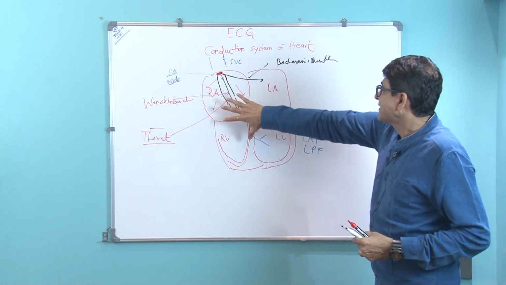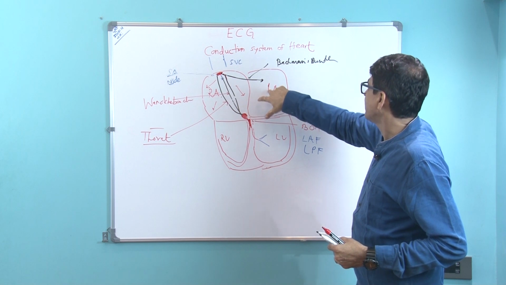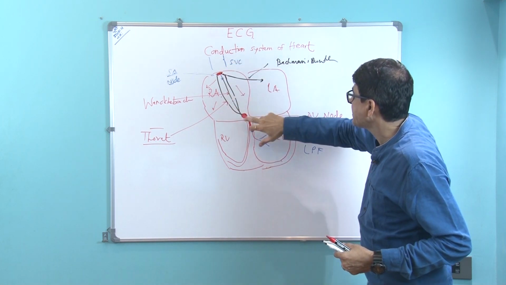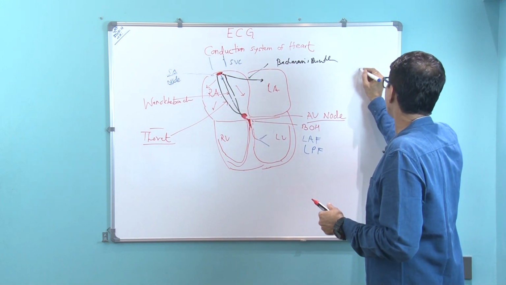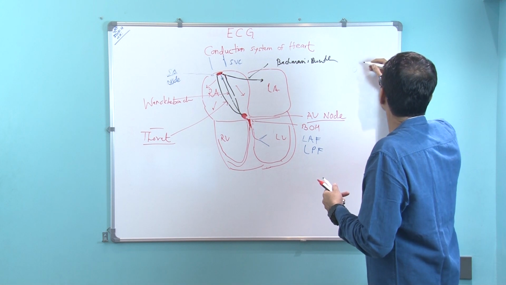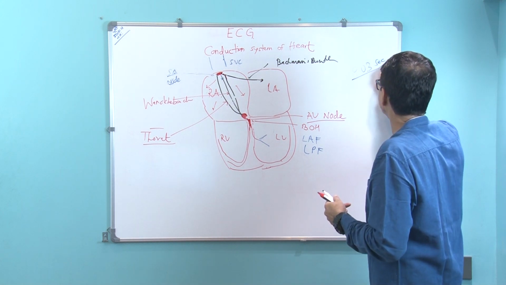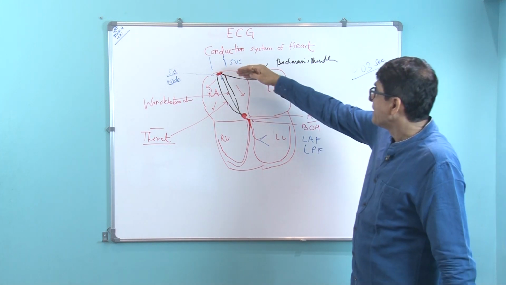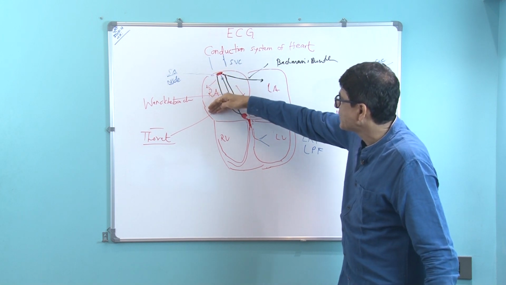Now there are 3 internodal tracts, and one is Bachmann's bundle to the LA. So one impulse immediately reaches the AV node. So what is the duration? It is 0.03 second. The impulse will reach here in 0.03 second, but the impulse spreading to the right atrium will spread through the normal tissue.